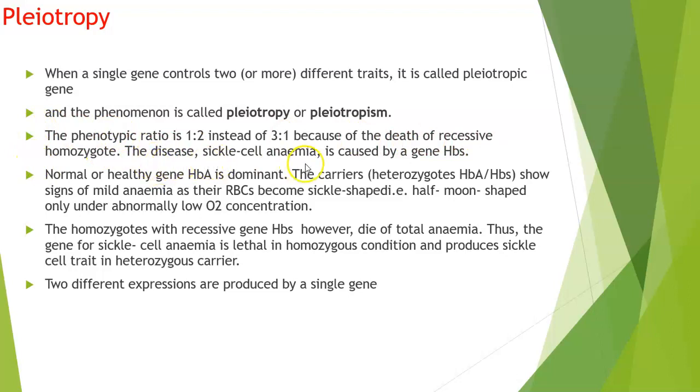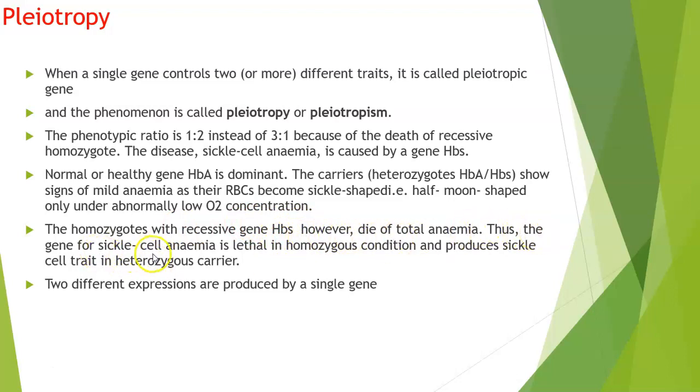The disease sickle cell anemia is caused by a gene which is called HbS. Now a normal or healthy gene is HbA and it's dominant. The carriers, that is the heterozygous condition, will have HbA and HbS. This is the one responsible for the sickle cell trait. They show signs of mild anemia as their RBCs become sickle shaped, that is half-moon shaped, only under abnormally low O2 concentrations. The homozygous which receive the recessive genes HbS, however, die of total anemia.